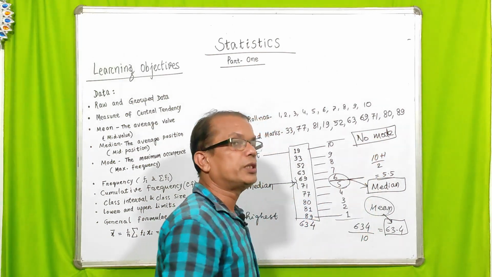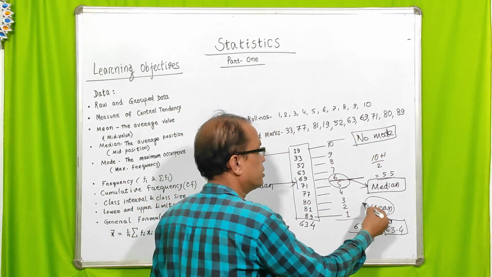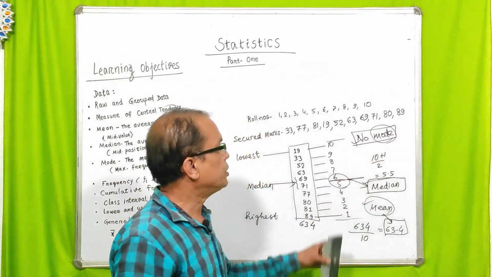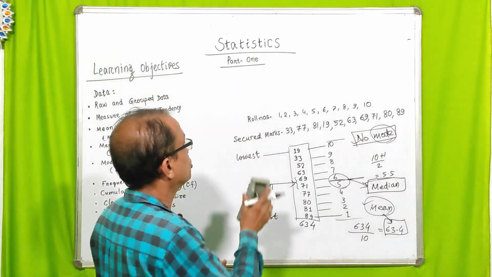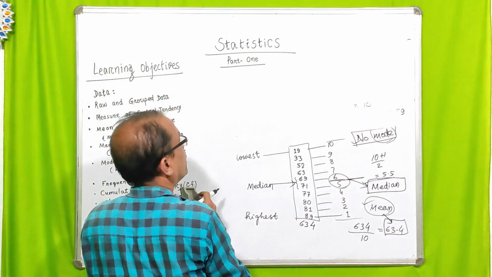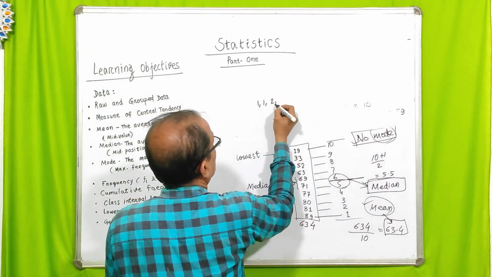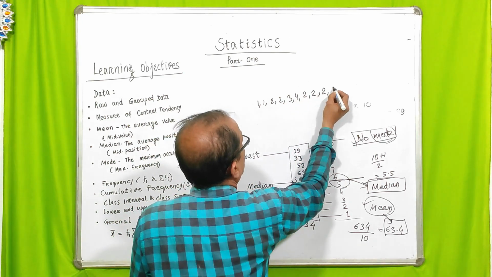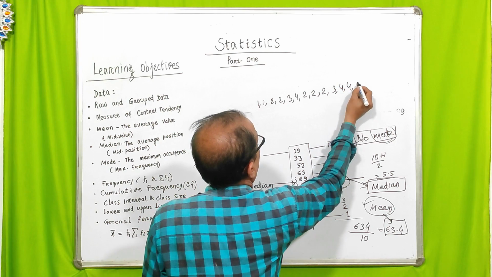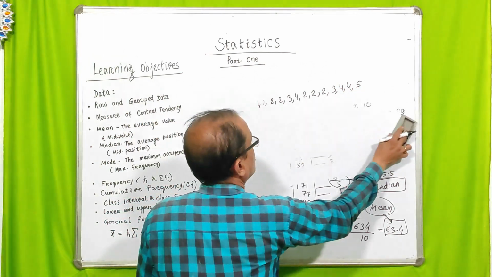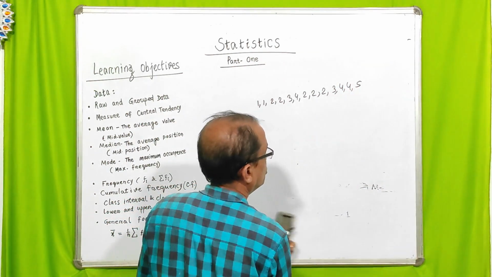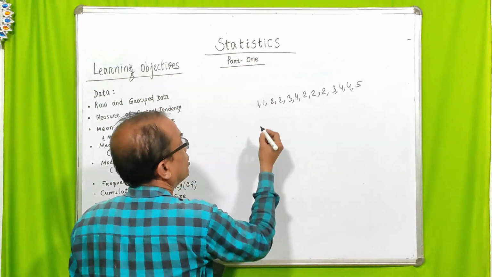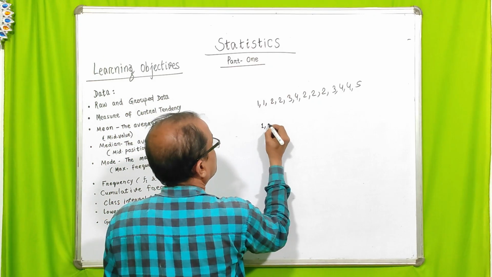So during this discussion I have used three words: mean, median and mode. This mode is the maximum occurring thing. Suppose I take another table like 1, 1, 2, 2, 3, 4, 2, 2, 2, 3, 4, 4, 5. Now I can put these values in the order of their ascent, like ascending order. I can put all ones first.